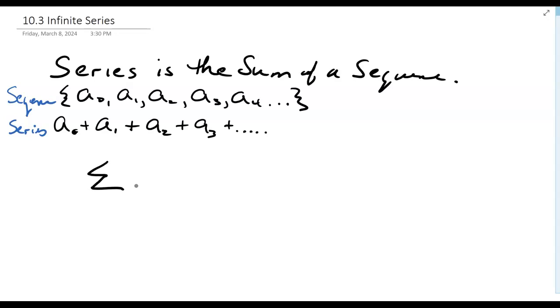So we could sum a sub n. Remember, you have to define where n is starting, and this is where you define it in a series. We can start from 0, and we will mostly be working with infinite series, which simply means a sub 0 plus a sub 1 plus a sub 2 plus a sub 3, and so on and so on. And we're going to look at what happens here.